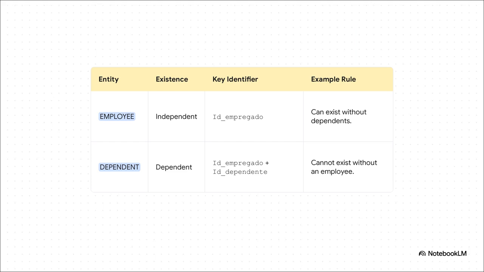And what's really clever is how the database rules enforce this. You can totally have an employee in the system who has zero dependents. That's fine. But you can never have a dependent who isn't tied to an employee. In fact, if you look at the key identifier for a dependent, it's not just its own ID. It's a combination of its parent's employee ID plus its own ID. Its identity is literally borrowed, which guarantees it can never be an orphan in the system.